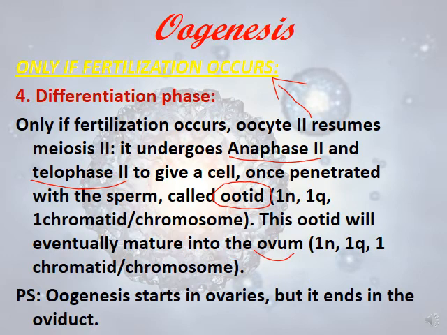So differentiation only occurs if fertilization occurs. Oocyte 2 will resume meiosis 2 and undergo anaphase 2 and telophase 2 to give the cell called the ootid, once penetrated by the sperm cell from the male. Then this ootid will mature into the ovum, 1N, 1q, 1 chromatid per chromosome. Note that oogenesis starts in the ovaries, but it ends in the oviduct. Pay attention to this note.